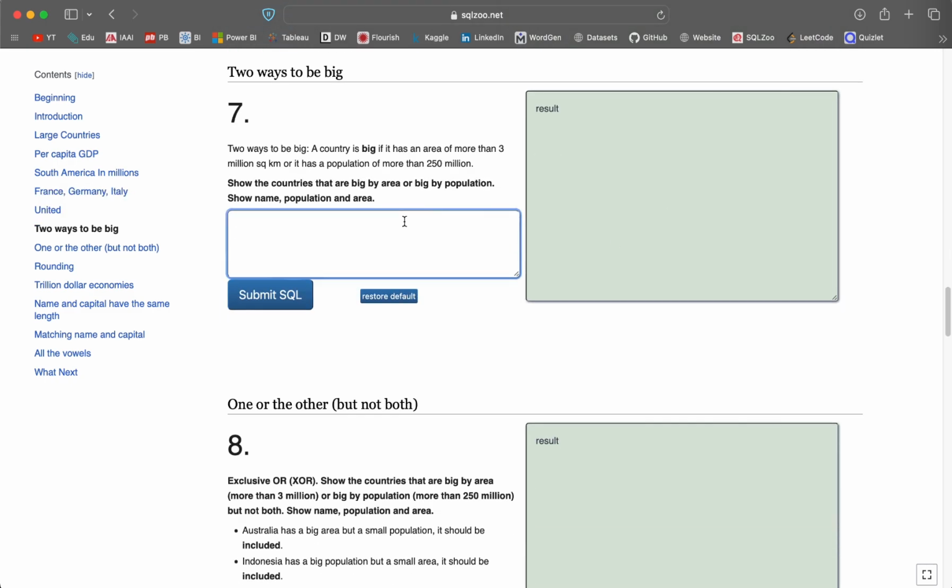Two ways to be big. Question number 7. A country is considered big if its area is more than 3 million square kilometers, or its population is more than 250 million. So it's asking us to show the countries.